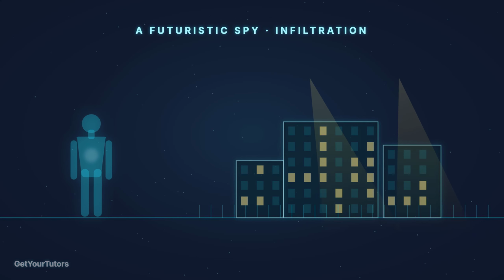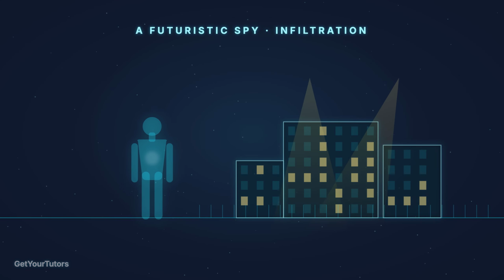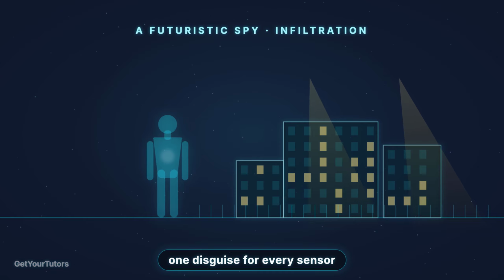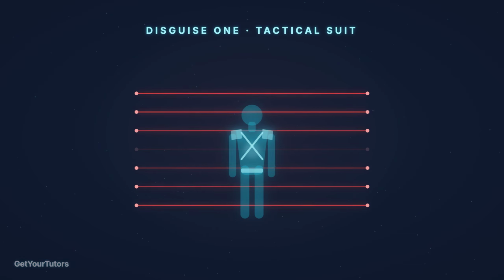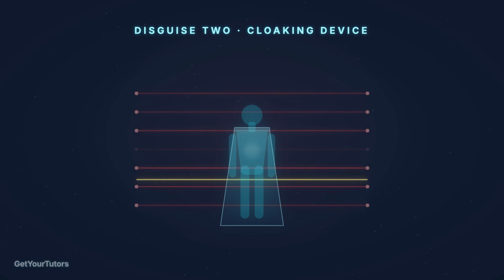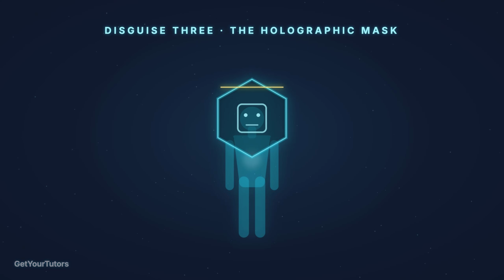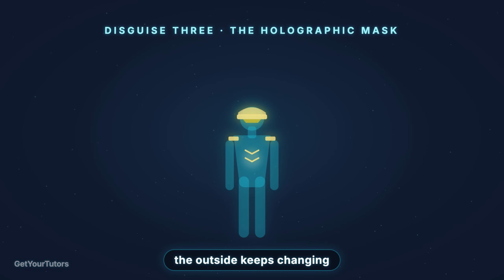Imagine a highly trained futuristic spy attempting to infiltrate a heavily guarded secure facility. He must constantly change his disguise to bypass strict security. To pass the laser grid, he wears a heavy tactical suit. To pass the thermal scanner, he switches to an advanced invisible cloaking device. To pass the final retina scan, he perfectly mimics a high-ranking commander. His outward physical appearance constantly changes throughout the entire mission.